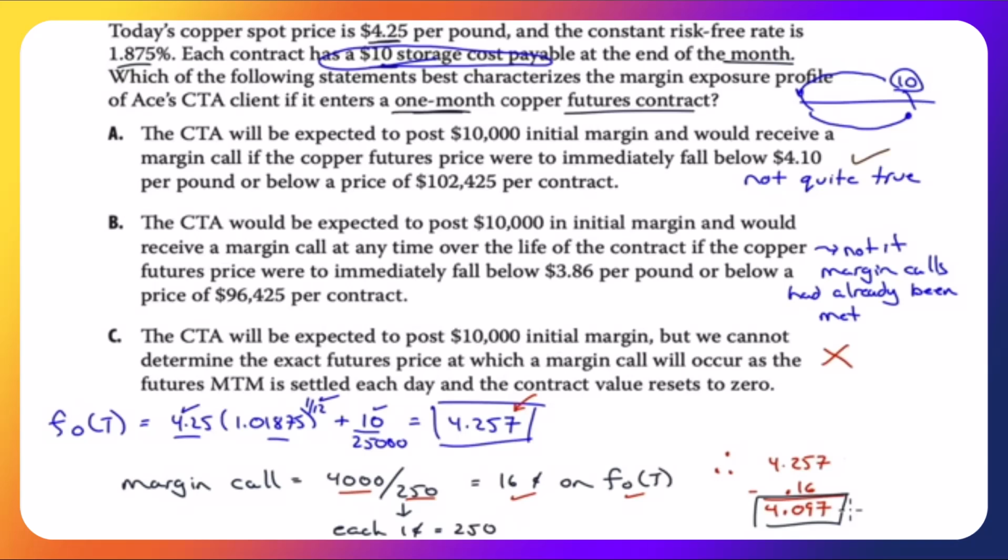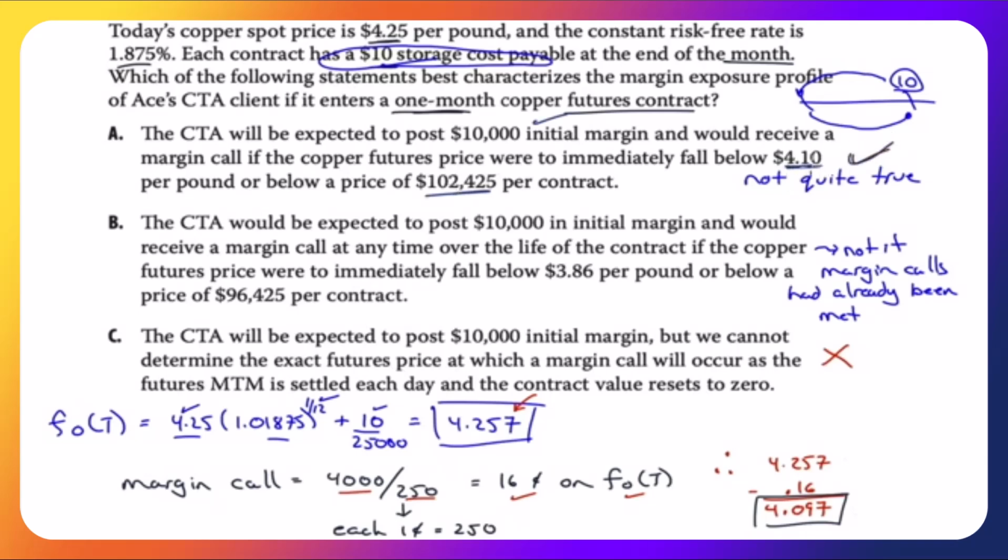Now we're in a position to answer these questions, and we'll notice that there is a little bit of sloppiness here. The CTA will be expected to post a $10,000 initial margin, true, and would receive a margin call if the copper futures price were to immediately fall below 4.10 per pound or below a price of 102,425 per contract. Well, this is the right answer.